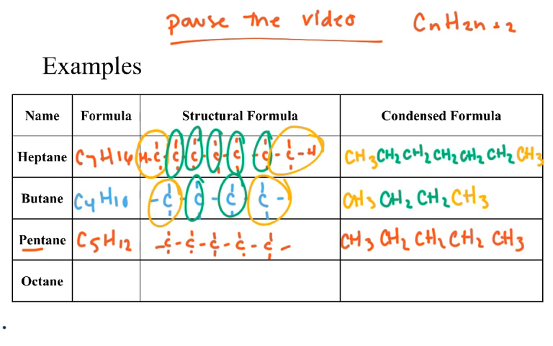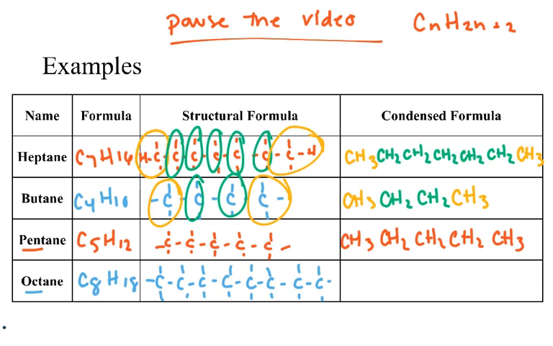Okay, and our last one, octane. So oct is the prefix for 8. So we're going to have C8H18, 8 times 2 is 16 plus 2 is 18. So this one's going to be kind of long. 1, 2, 3, 4, 5, 6, 7, 8 with all of our hydrogens. 5, 6, 7, 8, 9, 10, 11, 12, 13, 14, 15, 16, 17, 18.